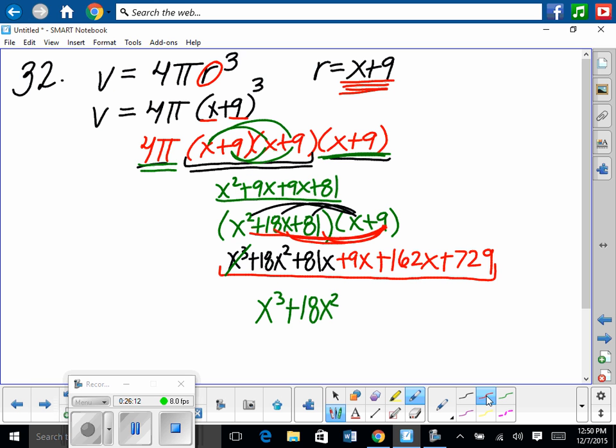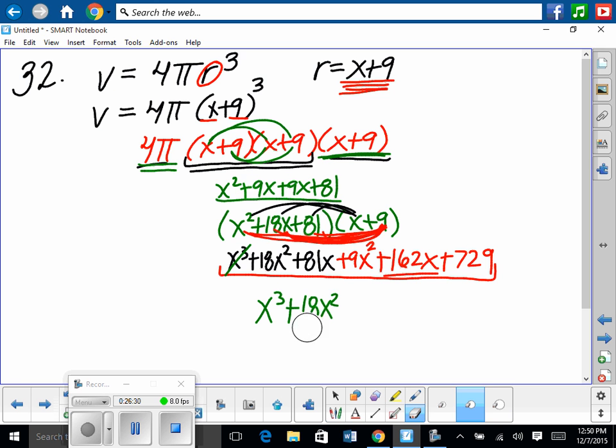I'm so sorry. I apologize. I'm looking back at this. When I was distributing this 9 through, 9 times x squared is 9x squared. I did not write that squared. So I hope I didn't throw too many of you off. 9 times 18x is 162x, so I got that piece good. And then 9 times 81 is 729.